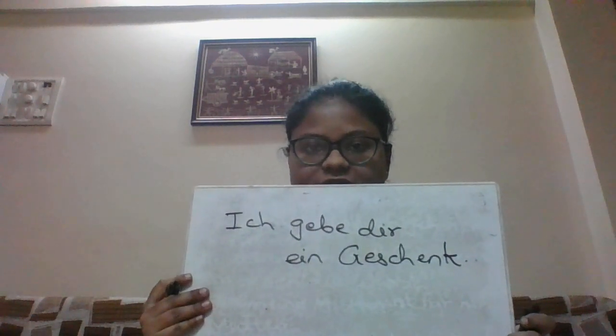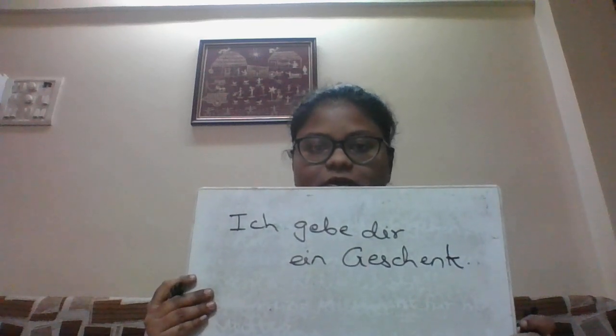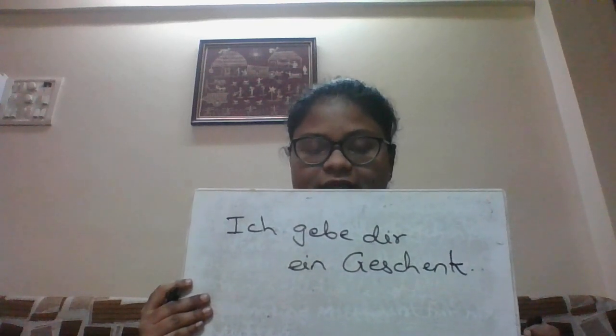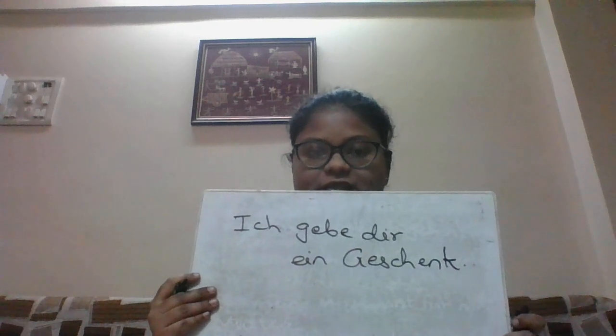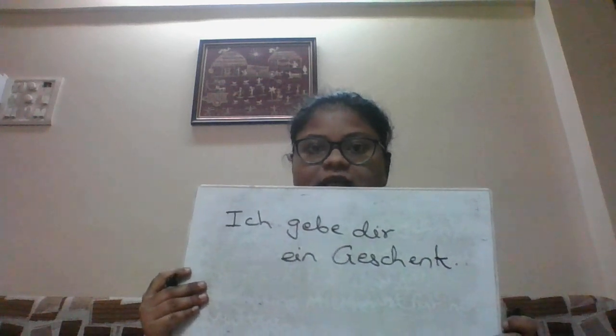Okay, so let's see. For example, Ich gebe dir ein Geschenk. So we all know that dir is the indirect object and ein Geschenk is the direct object.